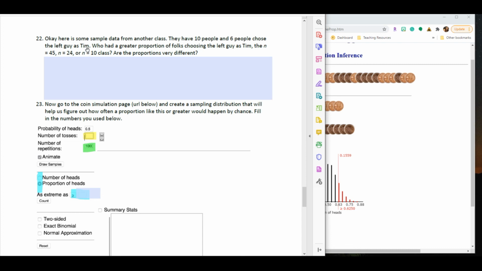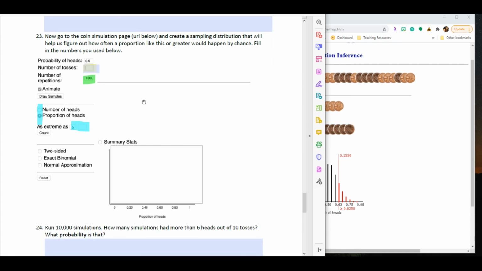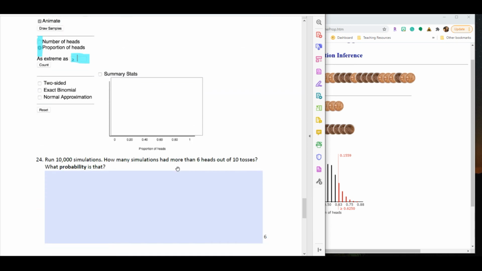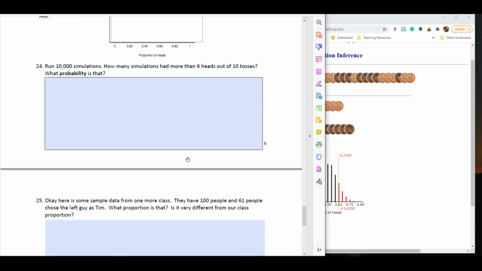So again, I have you compare, how is that compared to the other 2 classes we talked about? So think about that, jot your notes down, make sure you reset and update your page and then run it again and see what that sampling distribution ends up looking like, right? And then figure out what probability is associated with that.